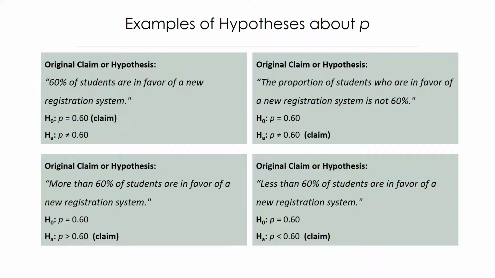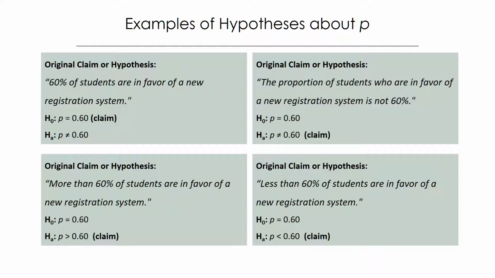Now, in the upper right-hand corner, if the original claim or hypothesis is that the proportion of students who are in favor of a new registration is not 60%, then the claim is the alternative hypothesis, because the null hypothesis always has to be that the proportion is equal to some value, in this case, 0.6 or 60%.